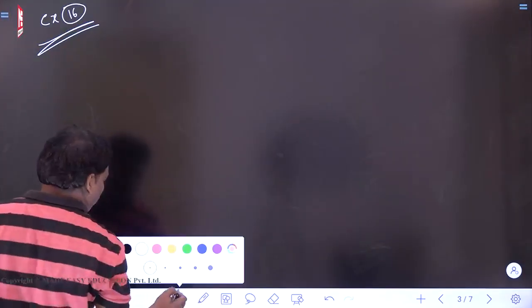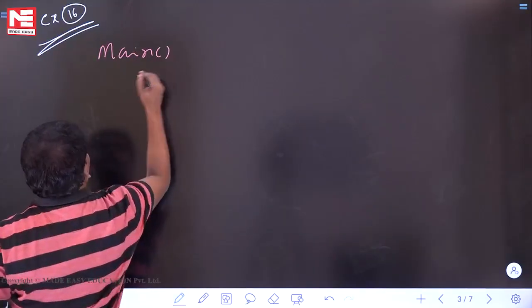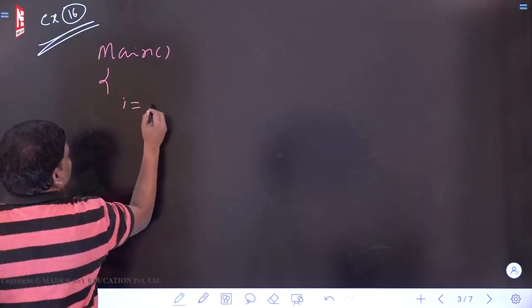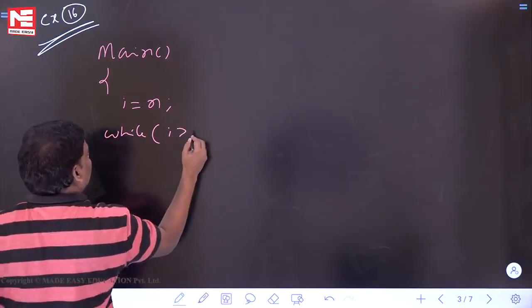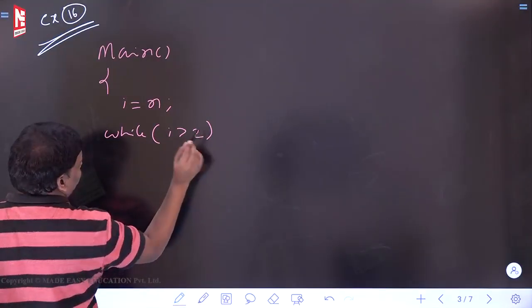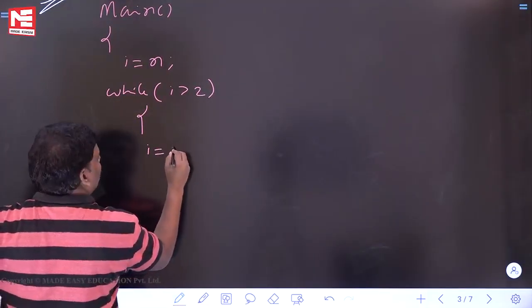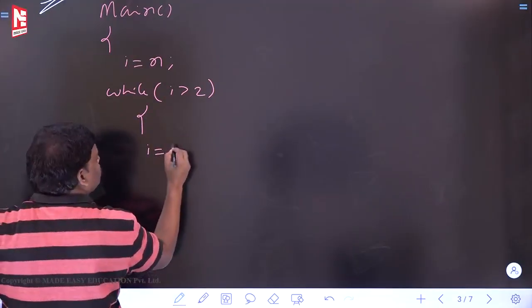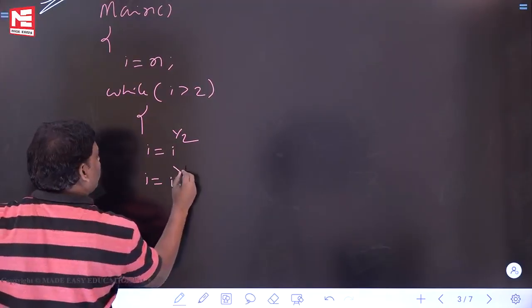Example 16. See this problem also. I think this is going to be very simple. I is equal to n. I started from a very big number. While I is greater than 2, I is decrementing. When the I value becomes 2, 2 greater than 2 fails, then you will come out of this loop. Now see the answer. I think you have to decrement rather than increment, because it is already bigger. So I is equal to I power 1 by 2. Next one, I is equal to I power 1 by 3.